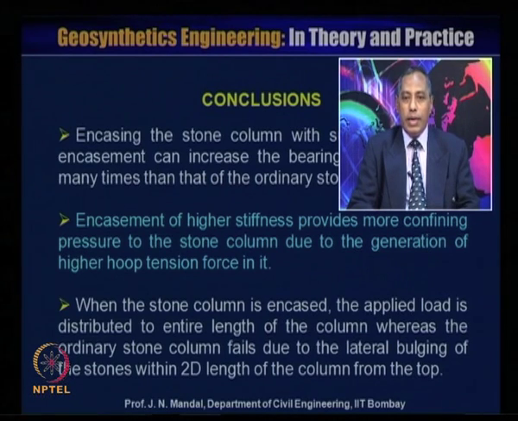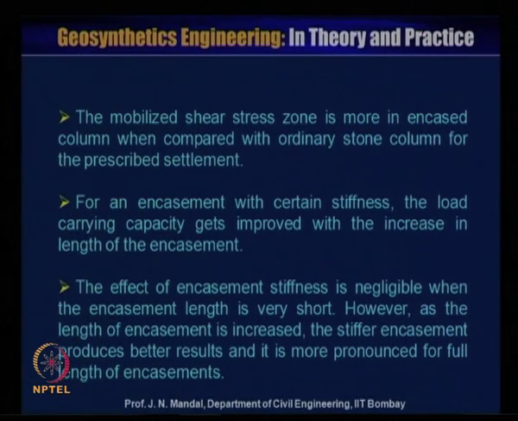When the stone column is encased, the applied load is distributed to the entire length of the column, whereas the ordinary stone column fails due to the lateral bulging of the stone within 2D length of the column from the top. So, you can prevent the bulging by the inclusion of the geogrid material as an encasement. The mobilized shear stress zone is more in the encased column when compared with the ordinary stone column for the prescribed settlement.